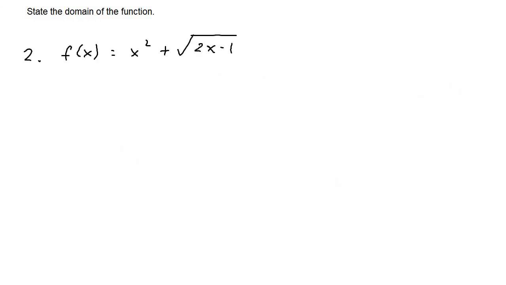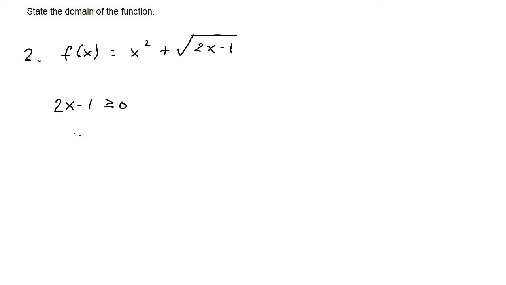So now for number 2, we have f of x equals x squared plus the square root of 2x minus 1. Now the only place where I can think of where the function does not exist is where we have a negative value inside of the square root, because obviously the square root of a negative is an imaginary number. There are many different ways to go about this, but since we cannot have a negative inside the radical, I'm going to set 2x minus 1 to be greater than or equal to 0.